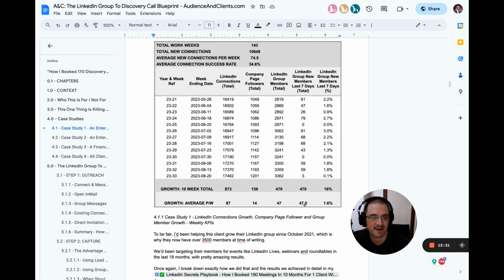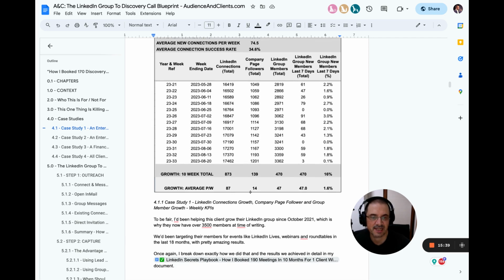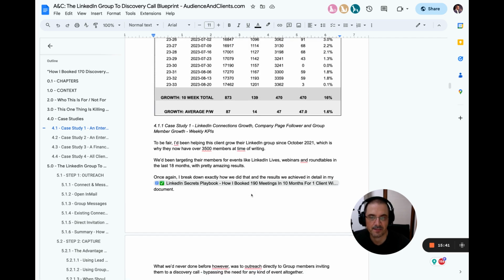And you can see the average. So the average was 47 new group members per week, 47. And the average in LinkedIn connections, 87 per week.